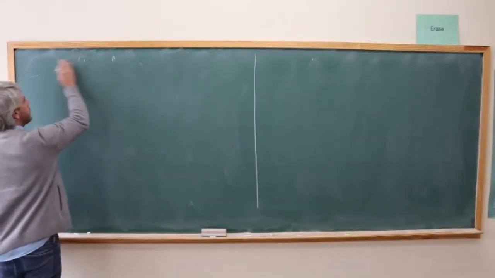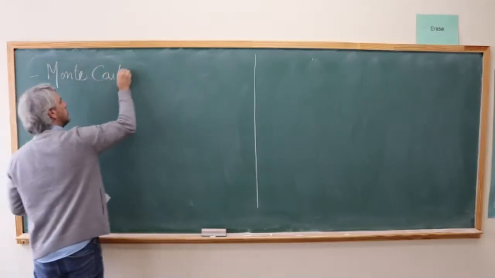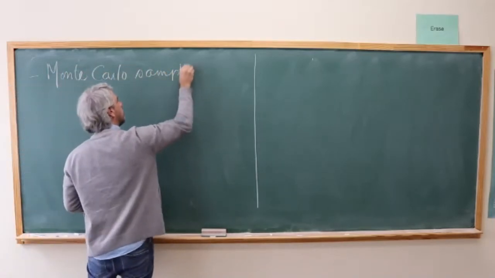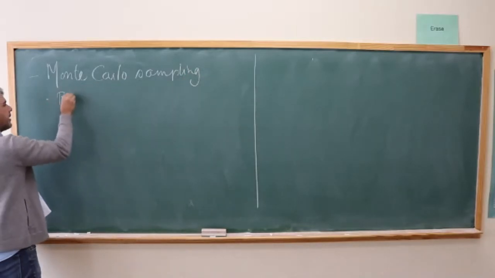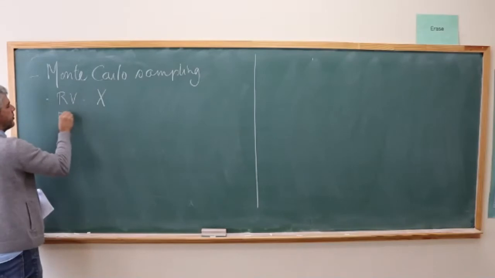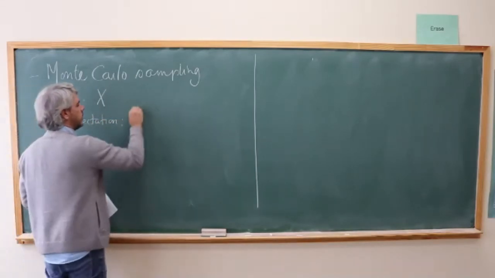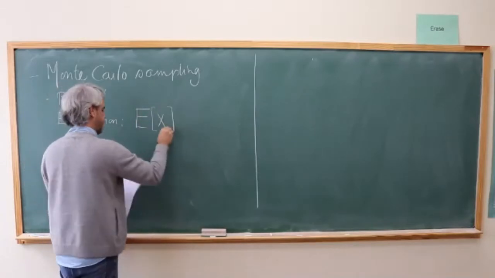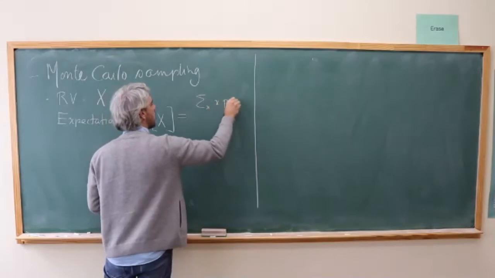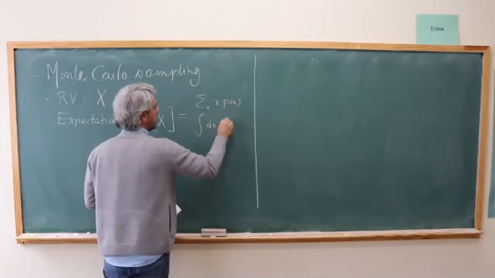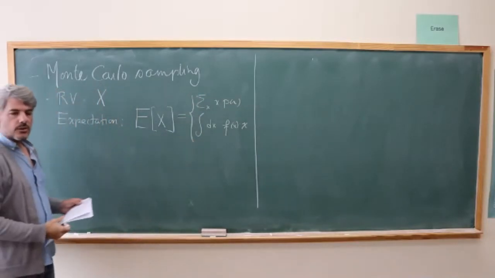Second point I want to cover, actually the third point, is Monte Carlo sampling. So the purpose of Monte Carlo sampling is that you have a random variable and you want to compute some expectation of that random variable, which we'll denote by this. Okay, and this could be either the sum over the values or the integral of the PDF over the values. Okay, depending on whether you have a discrete or a continuous random variable.